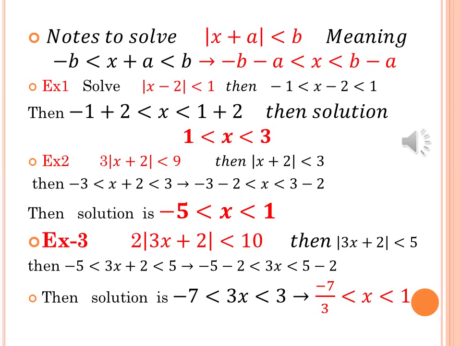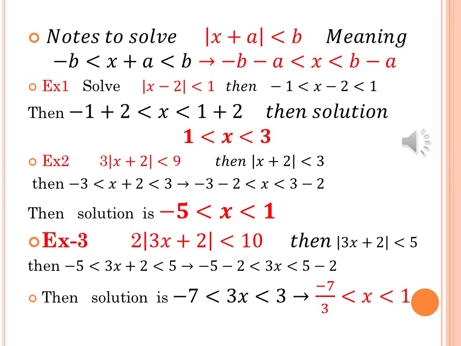Another example like this. 2 outside the absolute value, inside is 3x plus 2. So 2 times the absolute value of 3x plus 2 less than 10. First divide by 2, 10 divided by 2 is 5. So the absolute value of 3x plus 2 less than 5. Then negative 5 less than 3x plus 2 less than 5, without the absolute value.